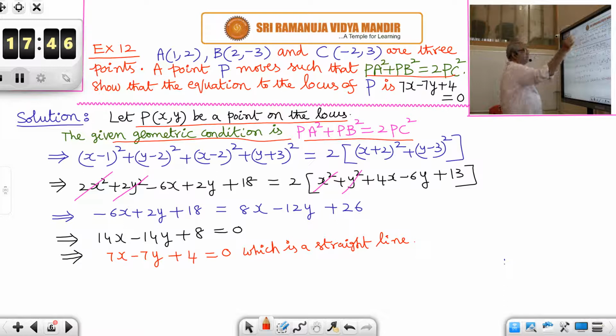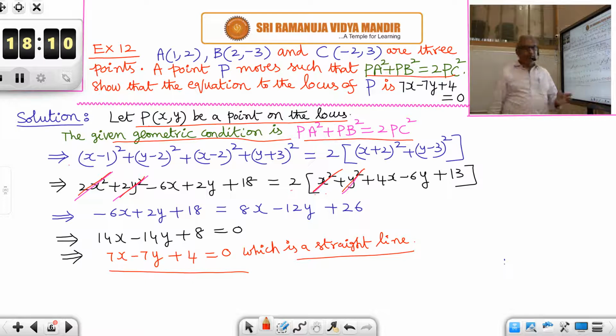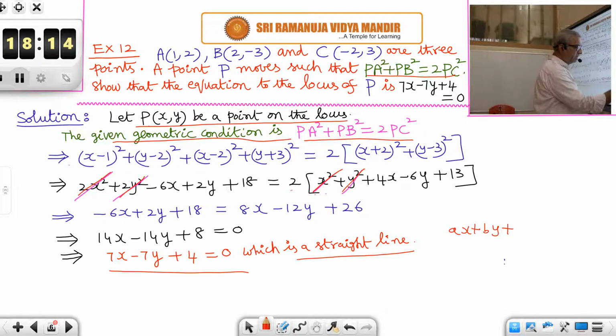You know the points A, B, C. P is also known, we are assuming x comma y. So you can easily substitute and simplify. 2x square plus 2y square get cancelled out on both sides. Here on the right side, after expansion, 2x square, 2y square. So simplifying, you can easily show that the locus is 7x minus 7y plus 4 equal to 0, which is a straight line. Any equation of the form ax plus by plus c equal to 0 is a straight line. You know that, is it not? So this is simply a straight line locus. So let us see the next example.